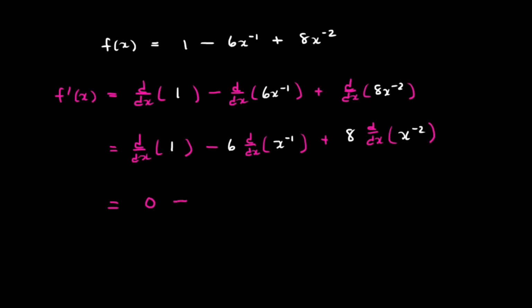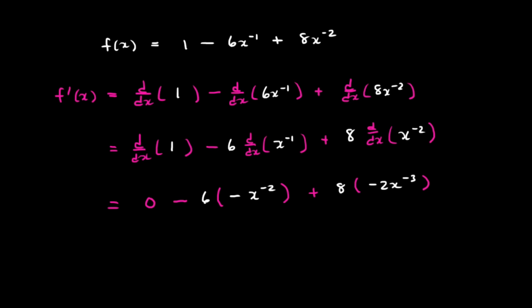And then, after the 6, we can put the derivative of x to the power of -1, which is going to be -1 in front of our x, and then subtract 1 from our power. And then we're on to the last one. After our 8, we'll take the derivative of x to the power of -2, which -2 comes down in front, and then your power decreases by 1. And there's our derivative.